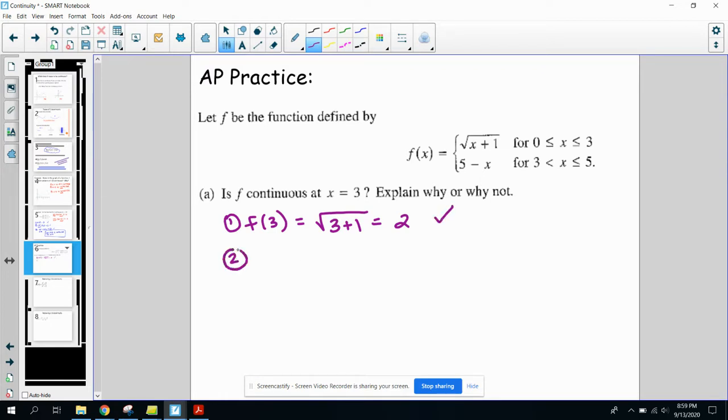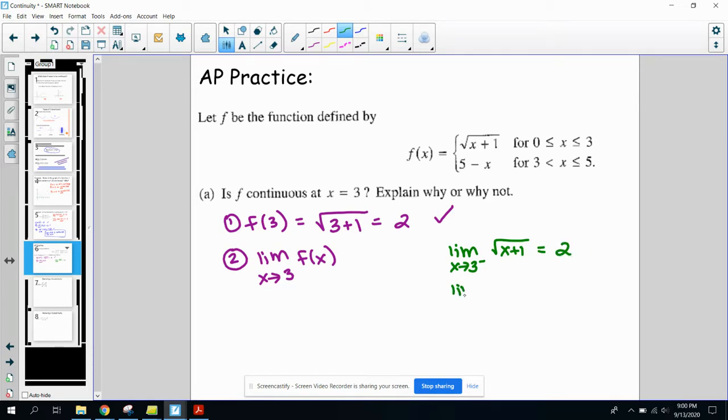You don't really need to put the check mark, I just like to do that for me. The second thing I'm going to do is check if the limit exists. So the limit as x approaches 3 of f of x, we want to see if that exists. In order to see if that exists, I have to check the limit from both sides. So I'm going to do that over here. The limit as x approaches 3 from the left: as I go from the left, I need values that are less than 3. So I'm going to use this top function, square root of x plus 1. If I plug in 3 here, I get the square root of 4, which is 2.